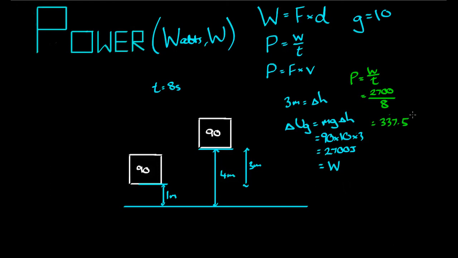337.5 times 8. Yeah, that's right. Don't know what happened there. I must have changed a figure around in my working on the paper here. So since we knew the work and we knew the time, we figured out the power: 337.5 joules per second, or watts. And what that's saying is for every second that passed, 337.5 joules worth of work was done.